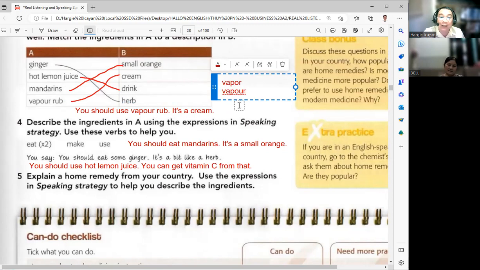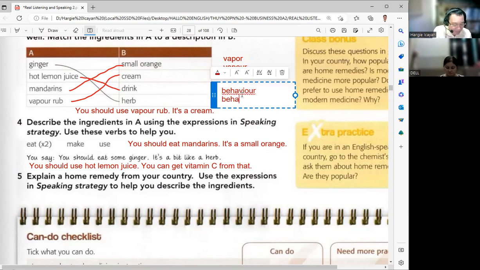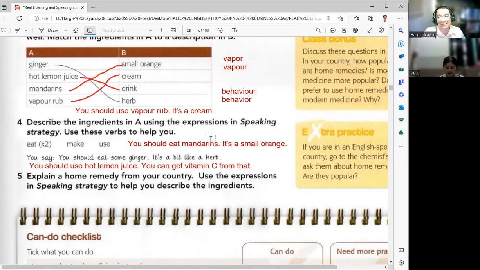But look at this one. The word vapor had the red line in there. Why? Because it is not accepted by the computer. According to the computer, that would be wrong. But in London, for example, when they spell behavior, they spell it like this. But in American English, it's just like this, behavior. So that's it, right?